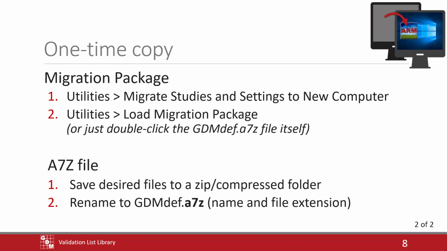So those are the two methods if you want just a one-time sharing of these types of files. Bring them all with the migration package, or be choosy and use that A7Z method. Just pausing for questions before we move on to the other half with syncing. And for sure, something like that A7Z file, you don't have to memorize how to do it. You can always shoot us an email when you're at that point.